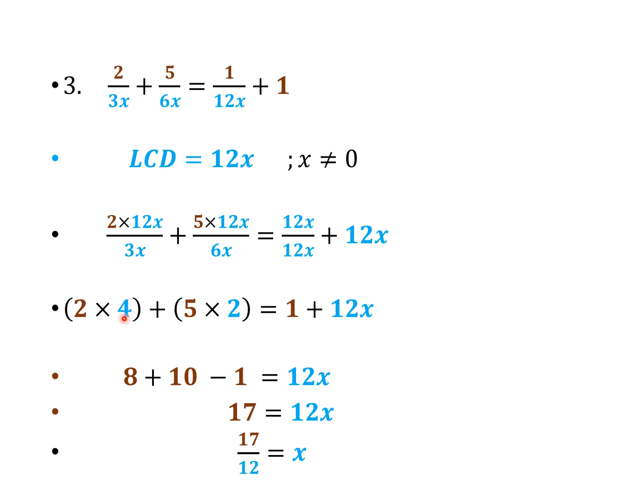Alright, so 2 times 4 is 8. 5 times 2 gives me 10. If I take plus 1 over, it becomes negative 1, equals 12x. 8 plus 10 is 18. 18 minus 1 gives me 17. Right, and we always divide by whatever's in front of x, which we call the coefficient of x. It's 12, so 12x divided by 12 gives me 1x. That there's 17 divided by 12. So there I have solved for x. x equals 17 over 12.